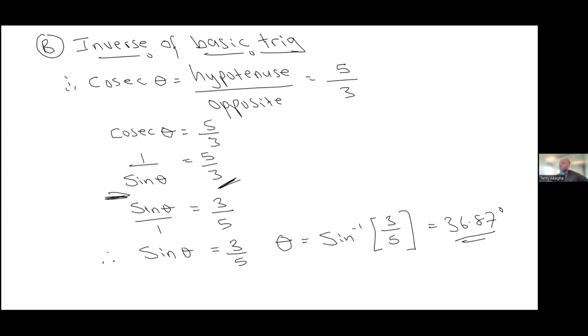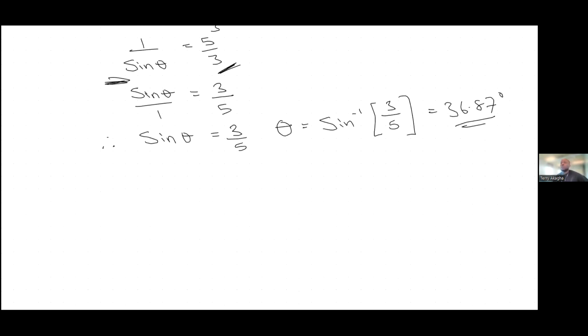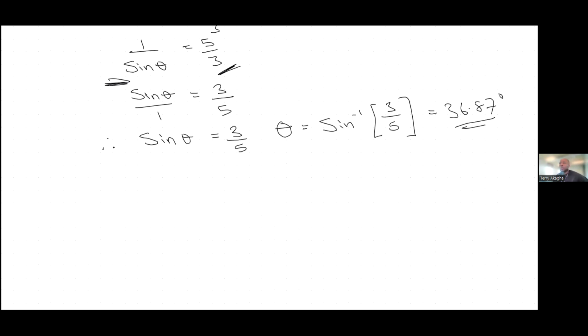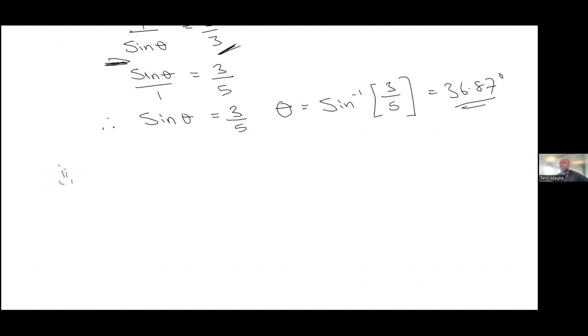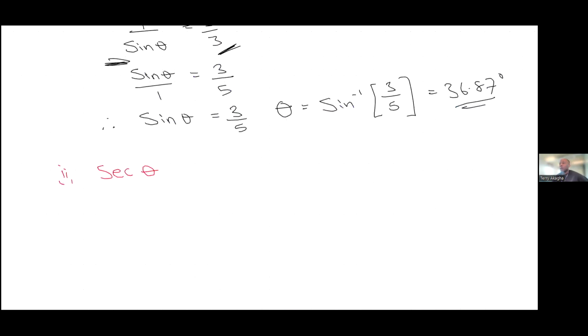Now, let us try the next one. Let us try with sec. All right, let's see whether we get the same thing with sec. This should be number 2, so that's II. So sec theta. When we go back to that previous page for sec, we know that sec is equal to hypotenuse divided by adjacent, okay? Hypotenuse divided by adjacent. So sec is equal to hypotenuse divided by adjacent.